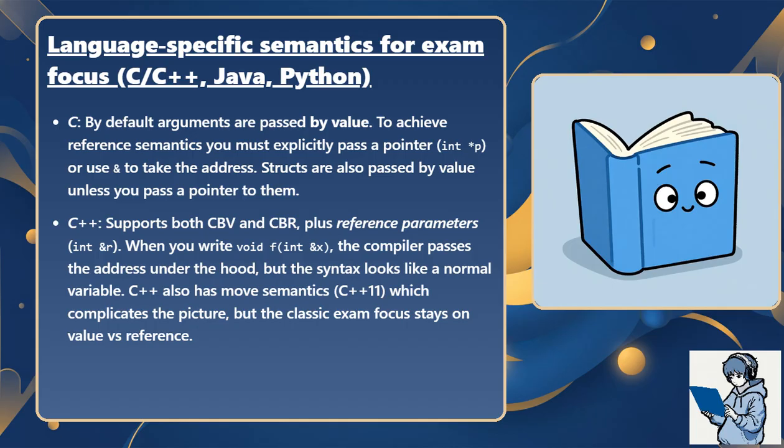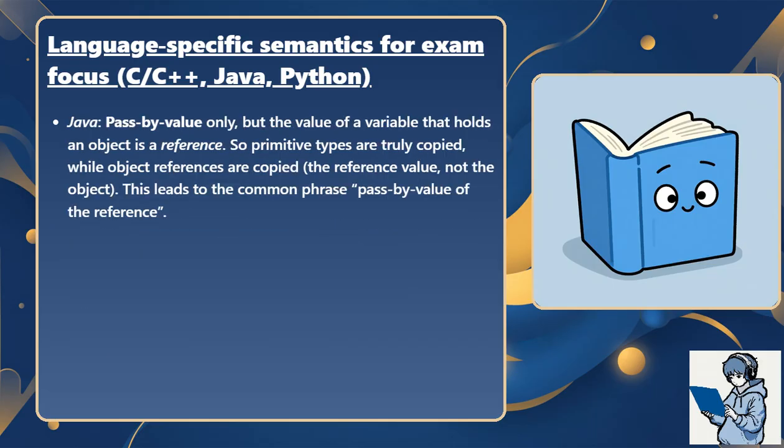When you write void f(int &x), the compiler passes the address under the hood, but the syntax looks like a normal variable. C++ also has move semantics (C++11), which complicates the picture, but the classic exam focus stays on value versus reference. Java: pass by value only, but the value of a variable that holds an object is a reference. So primitive types are truly copied, while for objects the reference value is copied, not the object. This leads to the common phrase: pass by value of the reference.